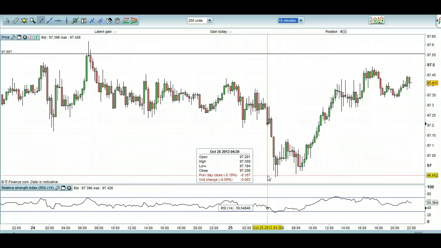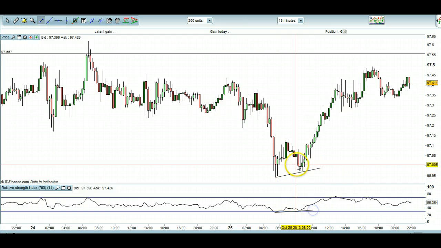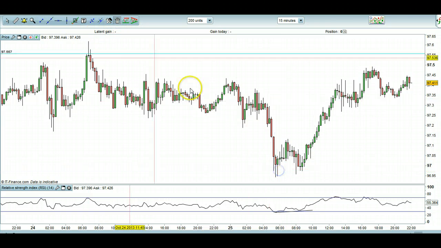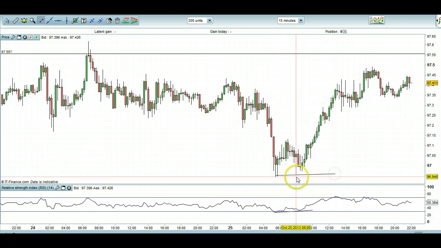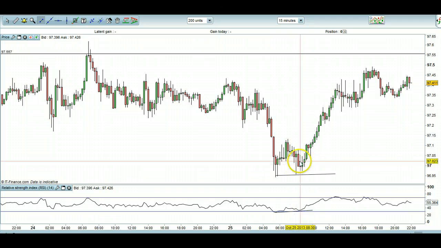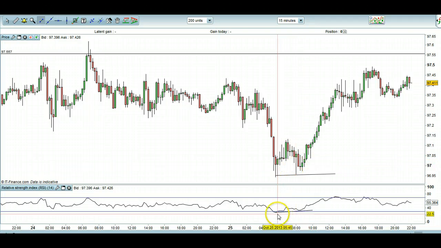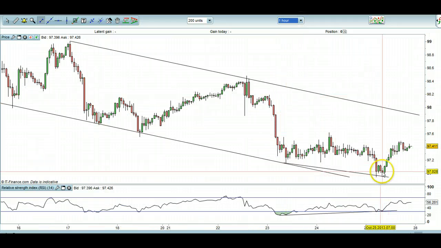We have a divergence within a divergence again. How cool is this? So we've got this pattern here and this pattern here. You could more say this is a double bottom, something like that, that's fine. But we've also got rejection. So we've got two lots of rejection of the candles, and divergence, which is in these areas here.